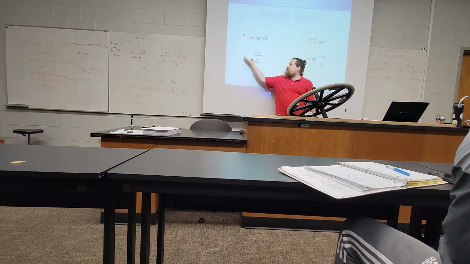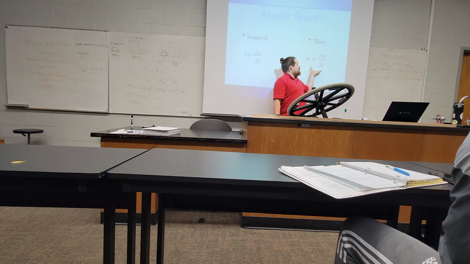Linear velocity is displacement over time. Angular velocity is displacement over time. It's just the angular displacement, the rotational displacement, instead of the linear displacement. Same basic formula, but it's how fast are you spinning instead of how fast are you moving forwards. And all the same logic and quirks still apply.